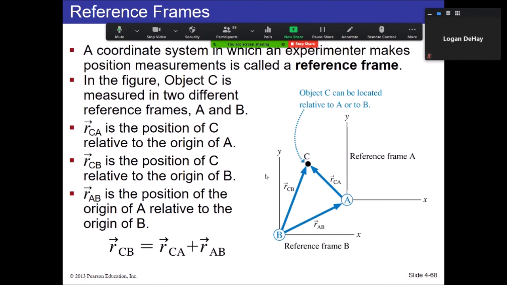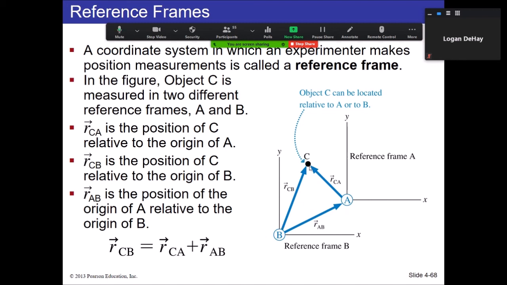Here we have two different reference frames, and we have an object. Reference frame A, reference frame B, and they're trying to observe an object located at C. And we can define several things right now. We can define the position of C relative to both reference frame A and B, and we can define a position vector that describes how A and B relate to each other.